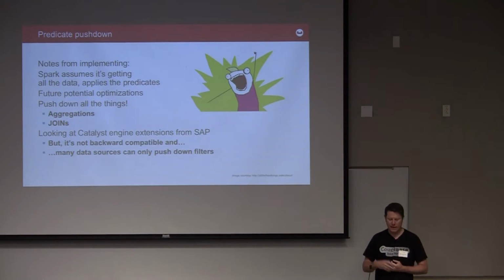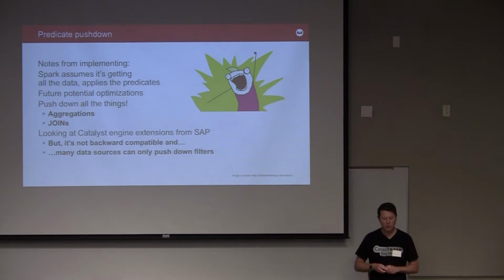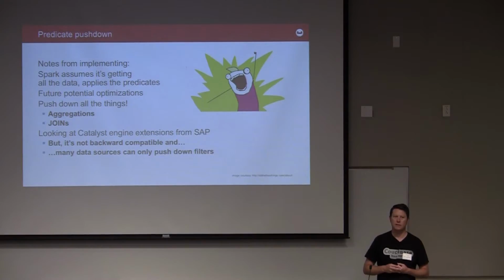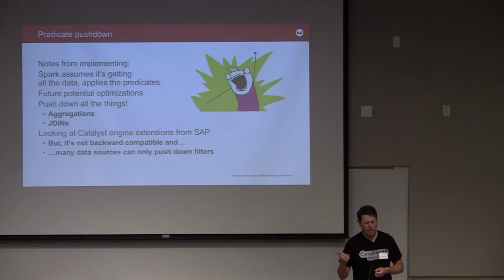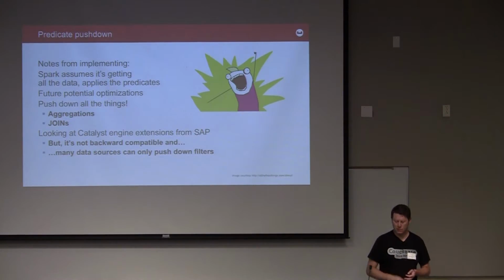There are some future optimizations there. So for instance, the Catalyst engine, the SAP has some extensions for that they've been using with HANA. At the moment, that's not necessarily backward compatible, but we're working with the projects and in the open source community to try to figure out where we can go from there. I didn't mention it, but by the way, Couchbase is entirely Apache 2 open source licensed as well.